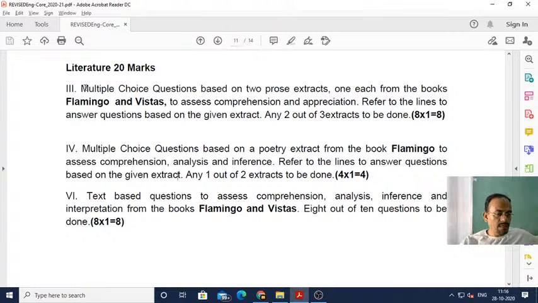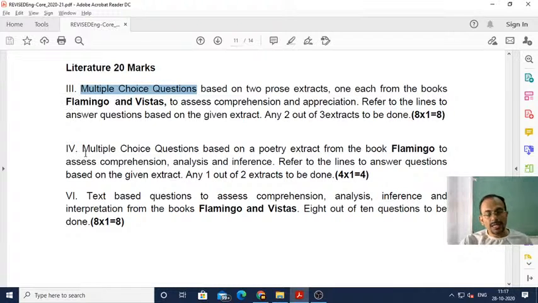The first type is multiple choice question extracts, 1 from Vistas, 1 from Flamingo. It could be 2 from Flamingo and 1 from Vistas also, because you will be given 3 extracts actually, as it is mentioned here. Out of these you've got to answer any 2 extracts. Each extract will have 4 questions of 1 mark each, a total of 4 marks. And the other extract also has a total of 4 marks and 4 questions of 1 mark each. So this is the first type of extract.